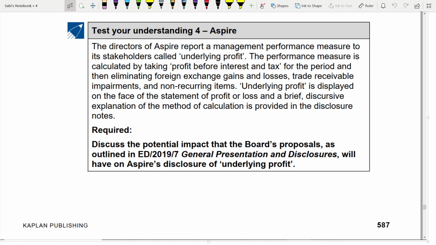The directors of Aspire report a management performance measure to its stakeholders called underlying profit. The performance measure is calculated by taking profit before interest and tax for the period and then eliminating foreign exchange gains and losses, trade receivable impairments, and non-recurring items. Underlying profit is displayed on the face of the profit and loss, and a brief discursive explanation of the method of calculation is provided in the disclosure note. Now what are you required to do? You are required to discuss the impact that the board's proposals, as outlined in the exposure draft on general presentation and disclosure, will have on their disclosure of underlying profit.